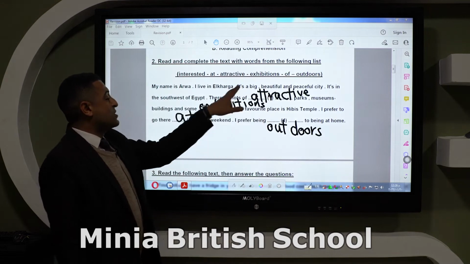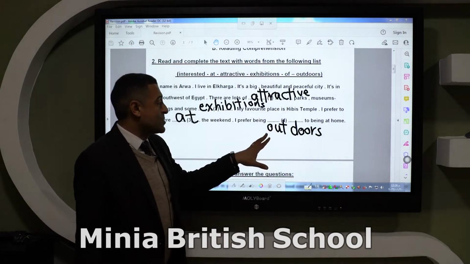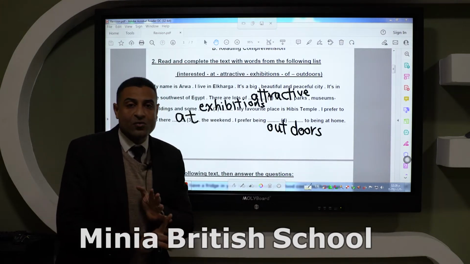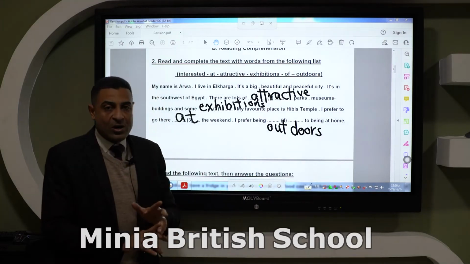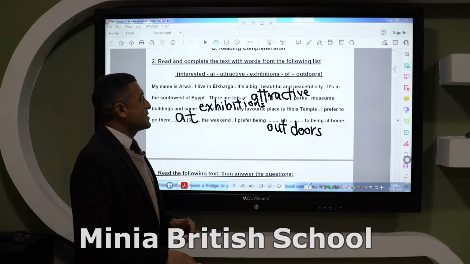Okay, so this is the way to answer this question. You have to complete the meaning of the sentence in a correct way, and you have to check the correct word to complete the sentence.